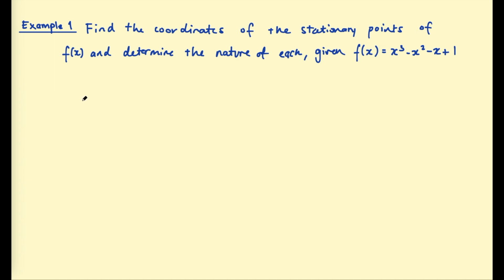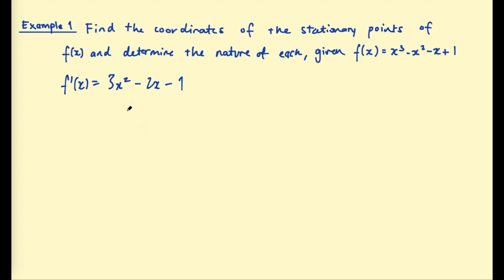The first step here is to find the derivative, so f dash of x. We can do this by applying the power rule to each term. If you need a reminder on how to find derivatives, check out the previous videos in this series and the video on the 4 basic rules of differentiation you need to know. So applying the power rule, we're going to get 3x squared take 2x take 1.